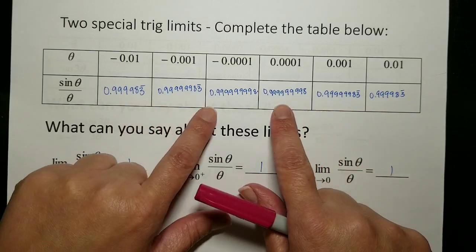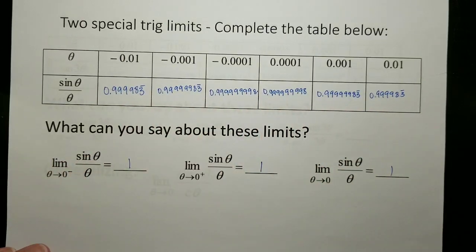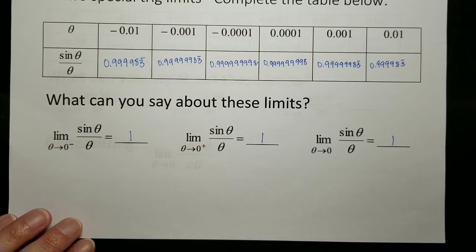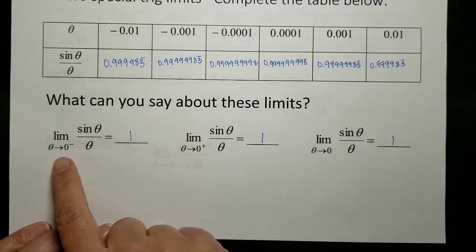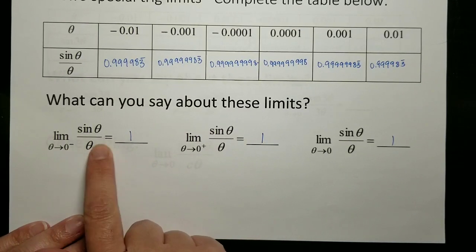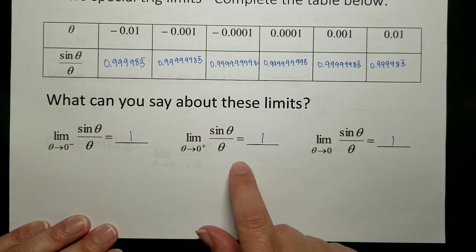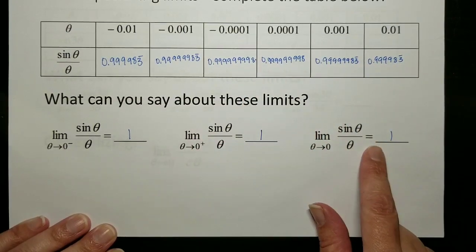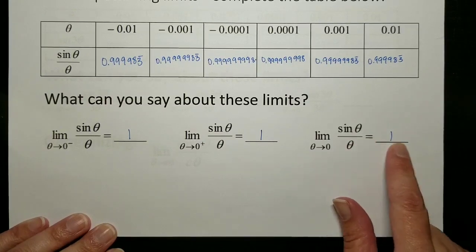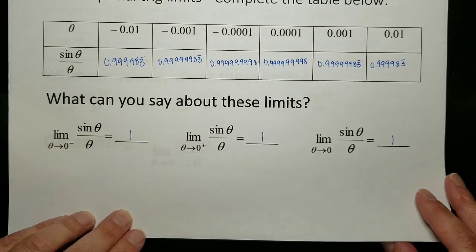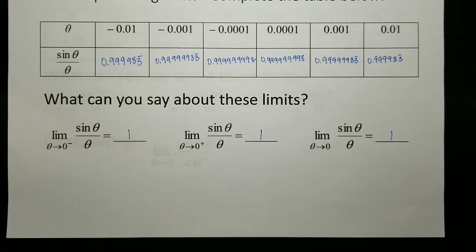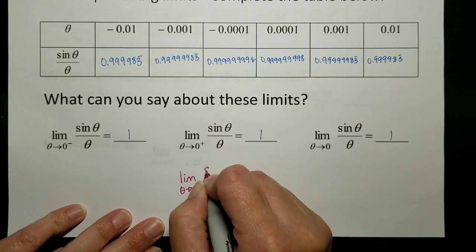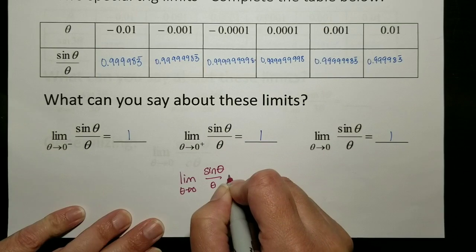So you see us getting more 9s, 0.9999999. So I think that it's fair to say, and the proof of this is really beyond the scope of what we're doing, but I think that it's reasonable to say that we see that the limit as theta approaches 0 from the left of sine theta over theta is 1. The limit as theta approaches 0 from the right of sine theta over theta is 1. So the limit as theta approaches 0 of sine theta over theta is 1. And that's an identity that we're just going to be able to use. So the limit as theta approaches 0 of sine theta over theta equals 1.